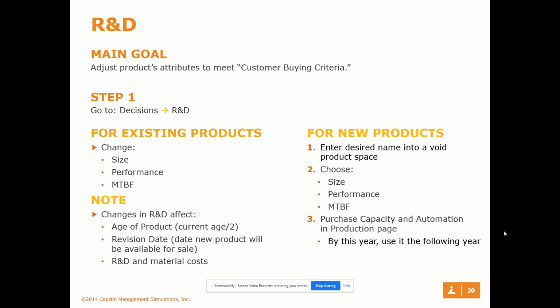R&D's main goal then is to adjust product attributes to meet the customer's buying criteria. You can see we've already talked about the buying criteria earlier, but you're going to see them again as we do the Capstone Courier reports after each round. So you go into decisions, pick R&D. The things that you can change in there is size, performance, and mean time between failure. When you make those changes, you're going to see the age of the product. You're going to see revision dates, when they'll be available for sale, and you'll see R&D and material costs.